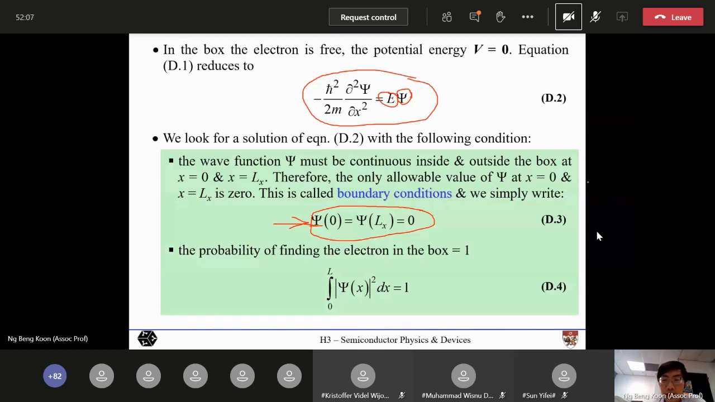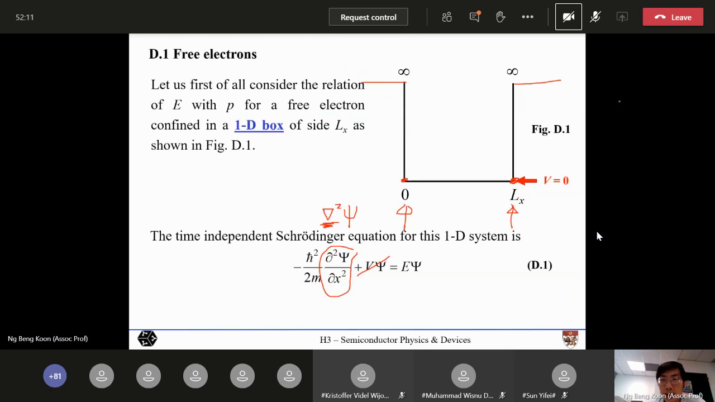Then the other condition that we can use is that because the potential at the edge is infinity, an electron in it will be bound to this region. Because this goes to infinity, there's no chance that you can find an electron outside. It's so high that there's no way the electron can get out.